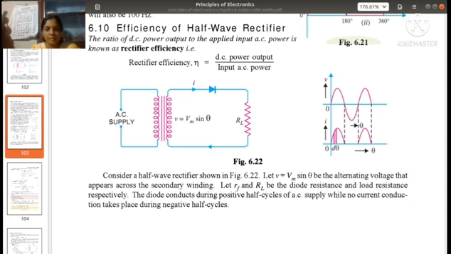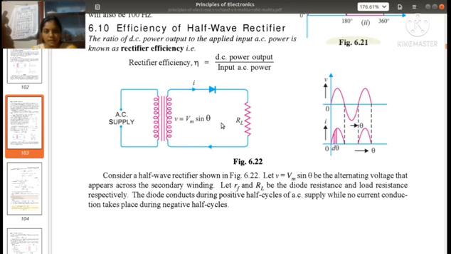It can be measured by finding the ratio of the DC power output to the input AC power, because we are getting DC at the output and we are supplying AC at the input. So the ratio of the power of DC at the output to the power of AC at the input will give you the rectifier efficiency, which is represented by the symbol eta.